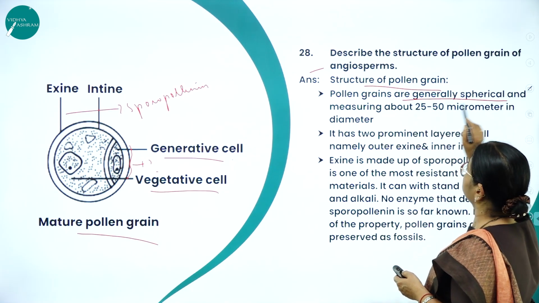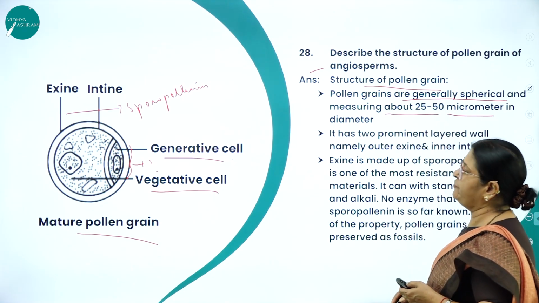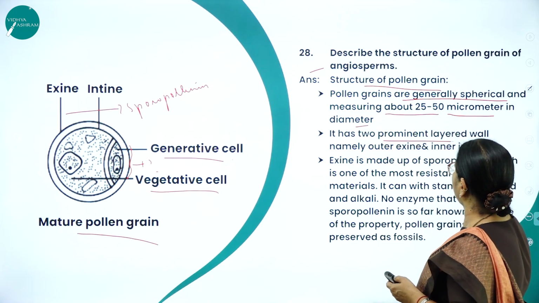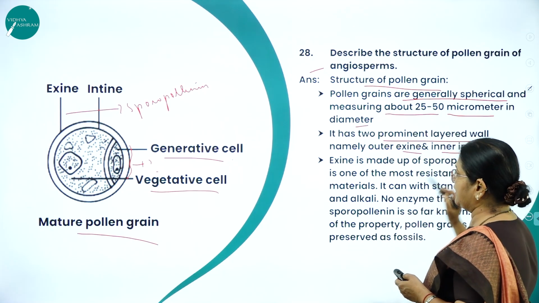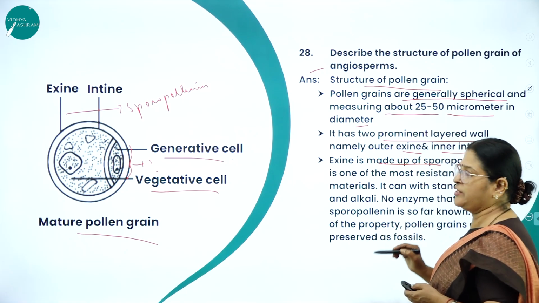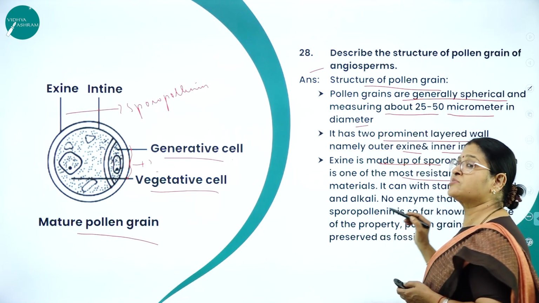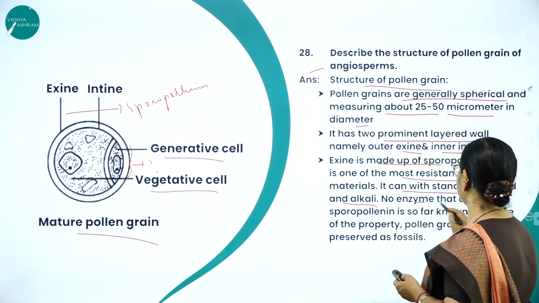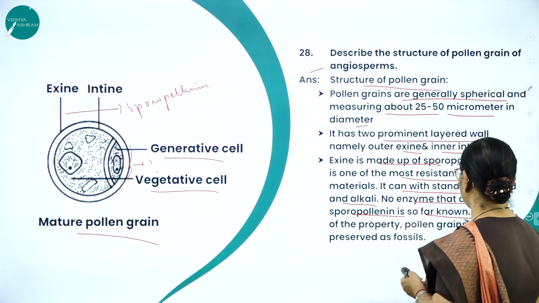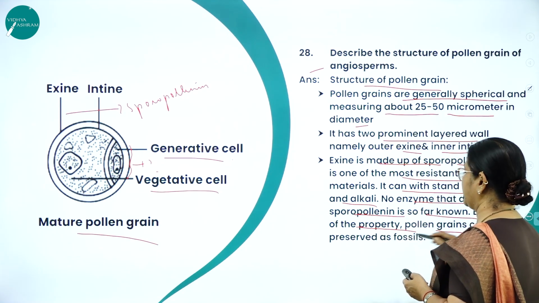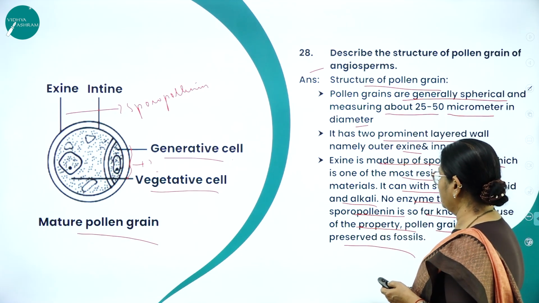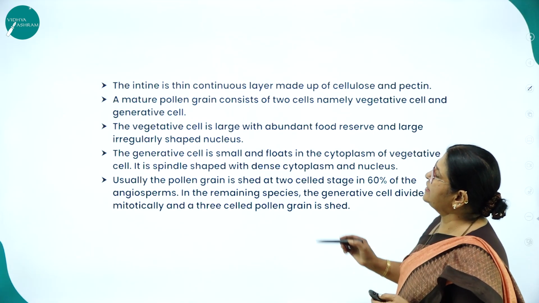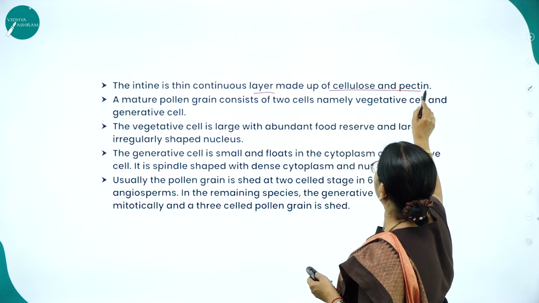So structure of pollen grain. Pollen grains are generally spherical and measuring about 25 to 50 micrometer in diameter. It has 2 prominent layers, outer exine and inner intine. Exine is made up of sporopollenin, as you know, which is one of the most resistant organic material. It can withstand strong acid and alkali. No enzyme that degrades sporopollenin is so far known. Because of this property, pollen grains can be preserved as what? Fossils. The intine is thin and continuous layer made up of cellulose and pectin.